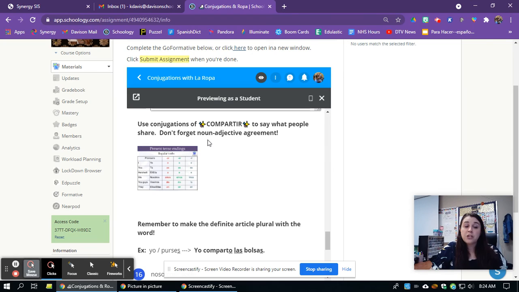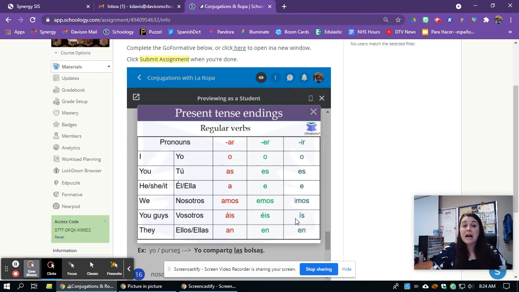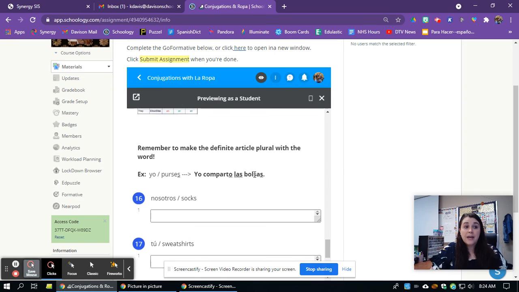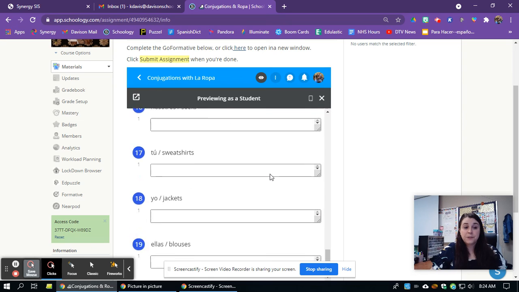And then for the last one, we were talking about what people share. So we're going to use the verb compartir. So we're using IR verb endings this time. And again, if you need to make words plural, make sure you make the article and the noun plural.